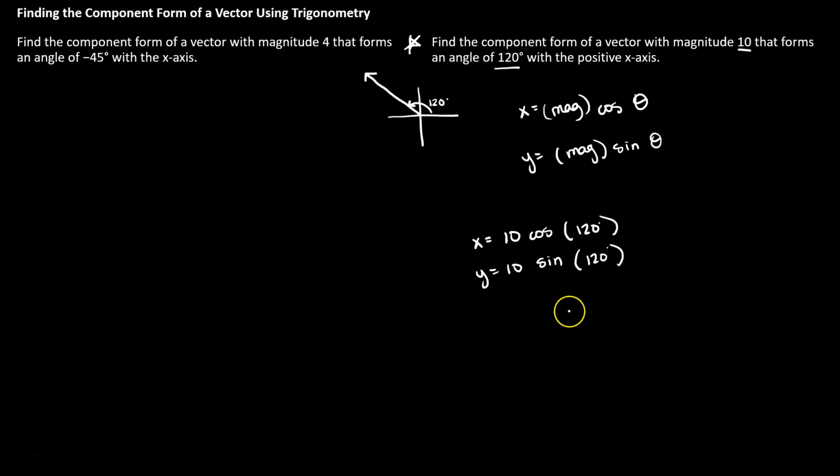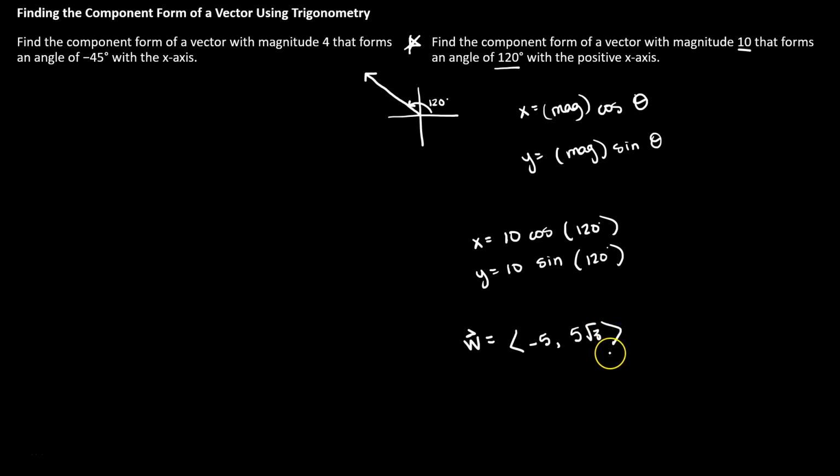Type that into your calculator. Make sure that you're in degrees. Remember cosine of 120, sine of 120. If you're in radians, it's going to give you a much different answer. So for the vector, I'm going to call this vector W. My x component, 10 cosine 120, looks like -5. And the y component, 10 times sine of 120 degrees, looks like 5√3.